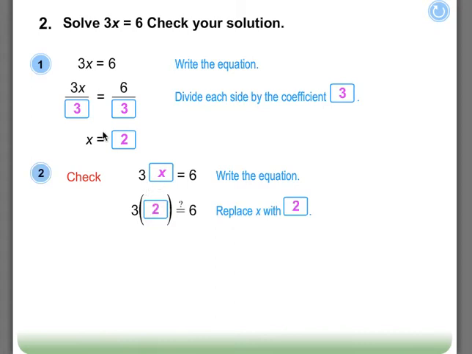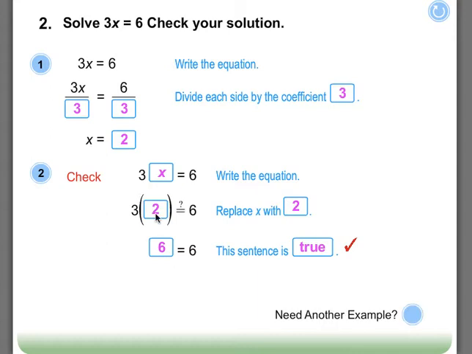Let's take the x and substitute in the 2 because we found out that x equals 2. Does 3 times 2 equal 6? Yes, 6 equals 6, so this is true.